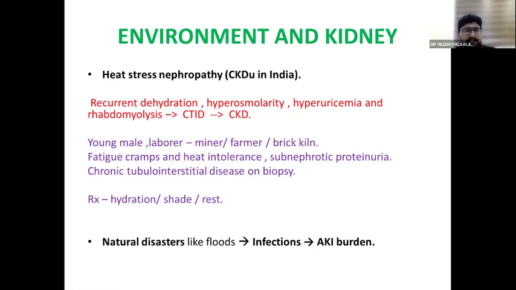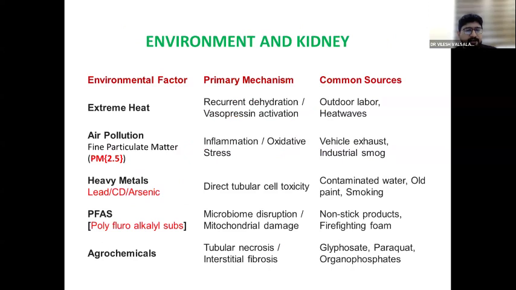The other environmental factor which Kerala already faced once was a disaster like floods. Because of floods, there are infections, and infections led to tropical diseases and AKI burden. When you look at an environmental factor like heat, the mechanism is dehydration and vasopressin activation. When you look at air pollution, it is mainly the fine particulate matter released from vehicle gases, and the inflammation and oxidative stress it creates in the body.